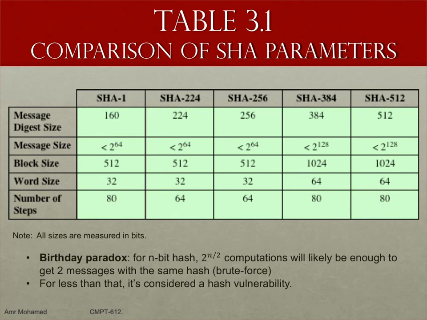Okay? So this table summarizes this. Of course, this is SHA1, and all of these are SHA2. So SHA2 starts from 224 bits of hash, and it could be 256, 384, and 512. So these are the sizes of the message digest that gets produced from this hashing algorithm.